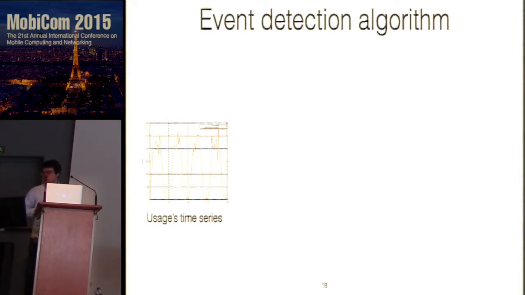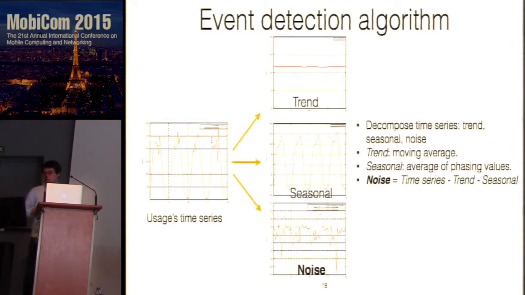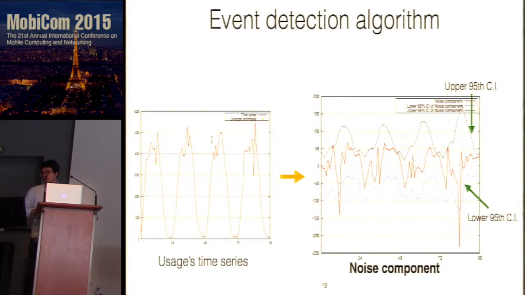The event detection algorithm will decompose the user's time series into three components: the trend, the seasonal, and the noise. Trend is basically the moving average of the time series. The seasonal is basically the average value of phasing values across seasons, and the noise is the rest, the usage time series subtract the trend and the seasonal. So we pay special attention to the noise for anomaly detection.